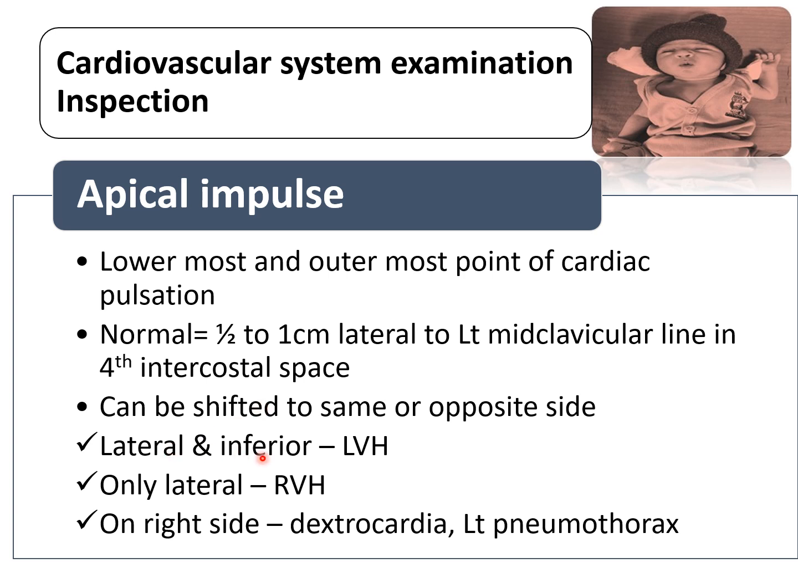Lateral and inferior shift of the apical impulse is seen with left ventricular hypertrophy and left ventricular enlargement. Only lateral shift of the apical impulse is seen with right ventricular hypertrophy. On the right side, it is seen whenever there is dextrocardia or left-sided pneumothorax.